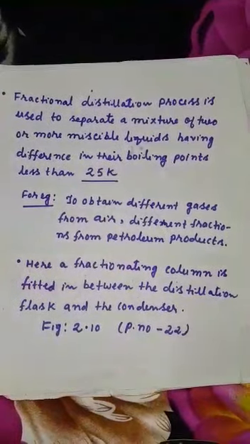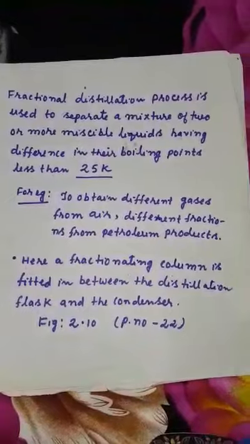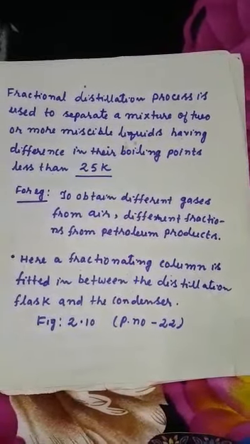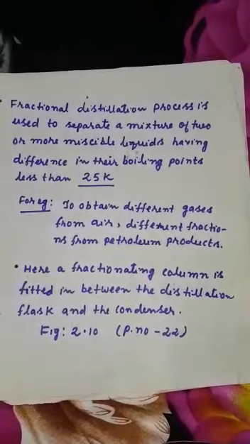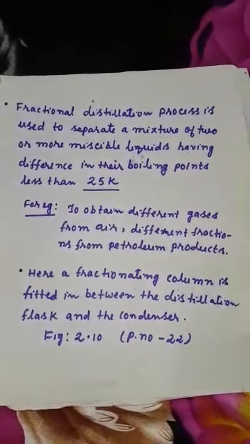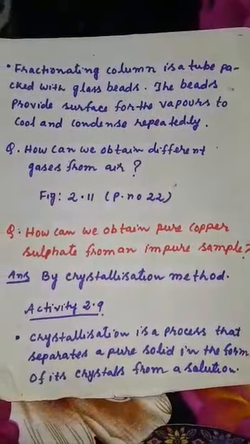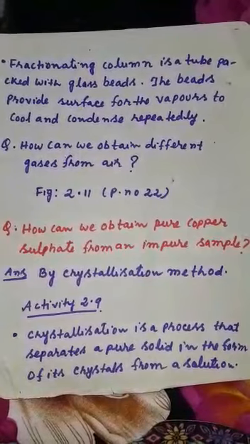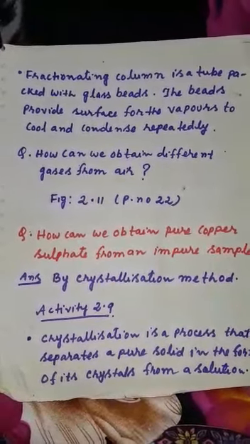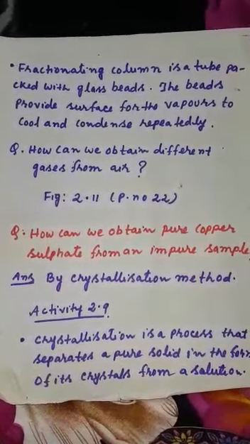Actually, the distillation method and the fractional distillation method are quite similar. The only difference is that in the fractional distillation method we have a fractionating column in between the distillation flask and the condenser. So what is the work of the fractionating column? In figure 2.10 you can see that there is a fractionating column, and the fractionating column is a tube packed with glass beads. You can see small glass beads.